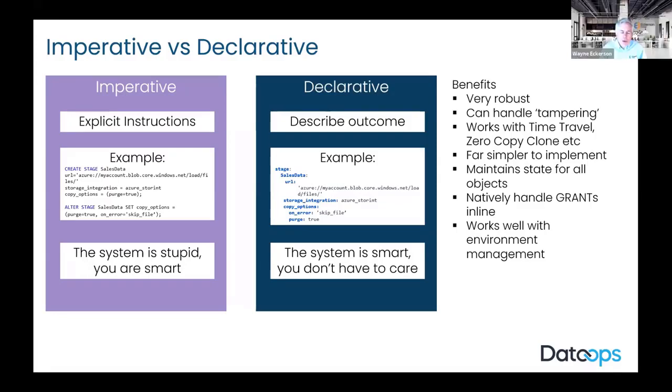You don't have to code the outcome that you want in the declarative approach, right? You're just giving the configuration of what you want the final state to look like, and you let the system take care of everything else.